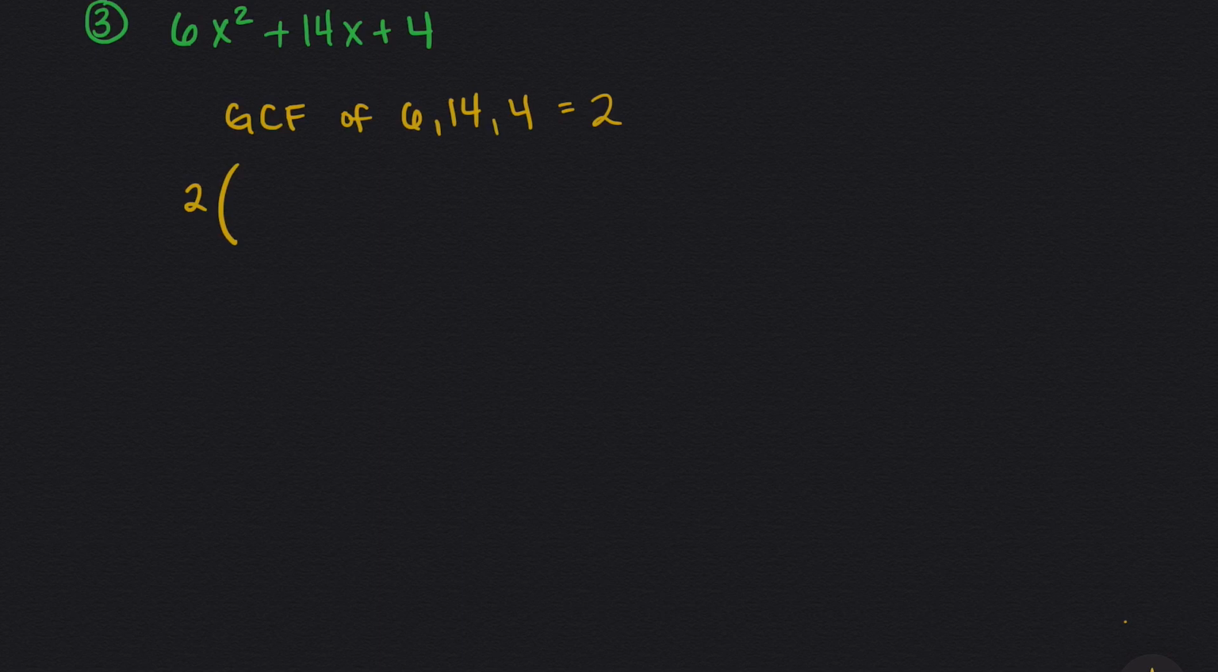We ask ourselves 2 times what will give us 6x squared. That would be 3x squared. Then we ask ourselves 2 times what will give us 14x. Well, 2 times 7 is 14, and we also need that x there, so we'll write down 7x. Last term, we ask ourselves 2 times what is 4, and the answer there is 2, so we write down a plus 2. Notice that we don't need an x for this term.